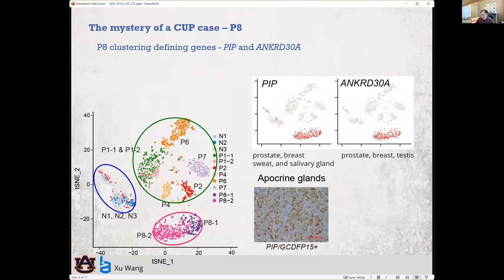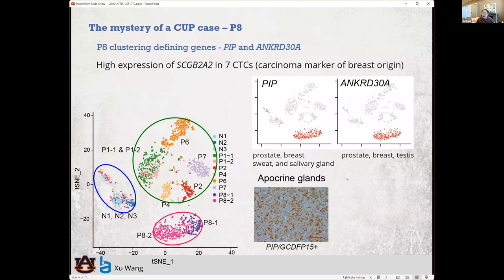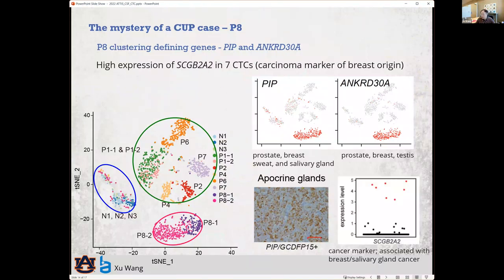And we did a Cochrane gland staining and we got some positive results. However, we also checked histology from the salivary gland. So if it were salivary gland cancer, it's not the typical form of that cancer. Interestingly, we find high expression of this SCGB2A2 gene in 7 CTCs among hundreds of cells. And this is one of the powers of single-cell RNA-seq. You will not be able to capture that in bulk RNA-seq.